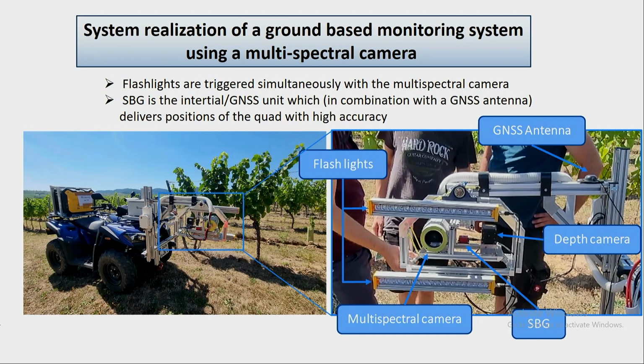Now I come to the system realization of ground-based monitoring using a multispectral camera. Before, this was a package done using a drone, and now we have this ground-based monitoring system with a multispectral camera installed on a quad. We need flashlights on this system to obtain homogeneous light conditions, and these flashlights are triggered simultaneously with the multispectral camera. But we also need very accurate and precise georeferencing and positioning via a GPS system, so that we can construct a three-dimensional image of a single vine while the quad is running.